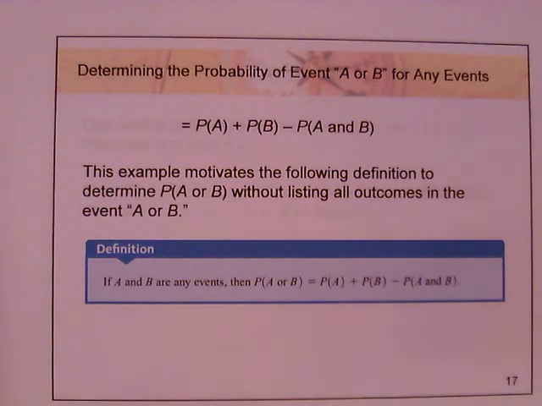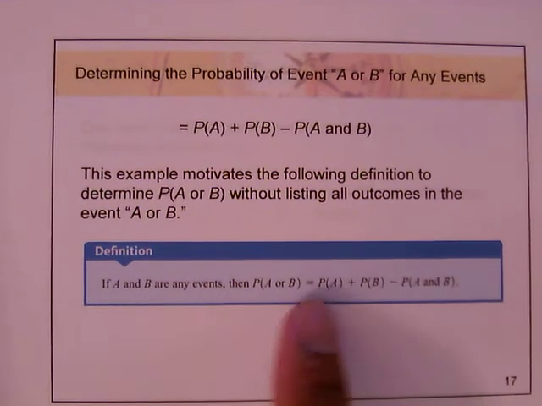So here's our definition. If A and B are any events, then the probability of A or B will be equal to the probability of A plus the probability of B minus the probability of A and B. So you want to check to see if your two events are mutually exclusive. If they are, we can use that first formula. If they're not, then we have to use this one.